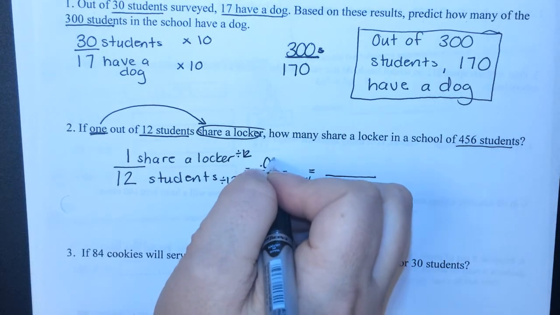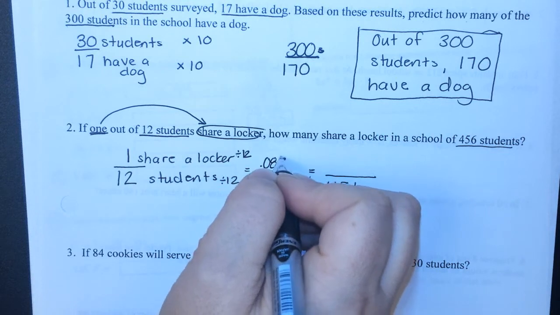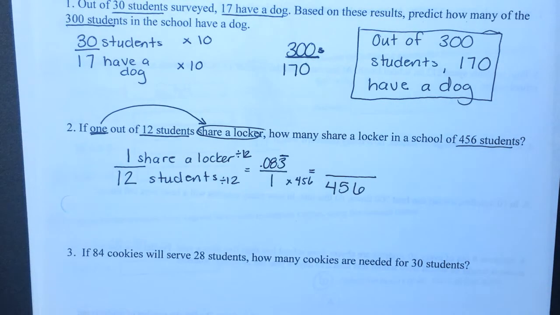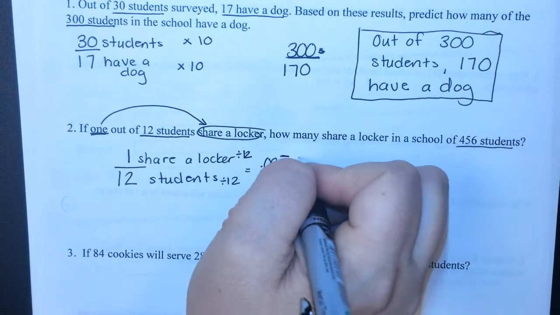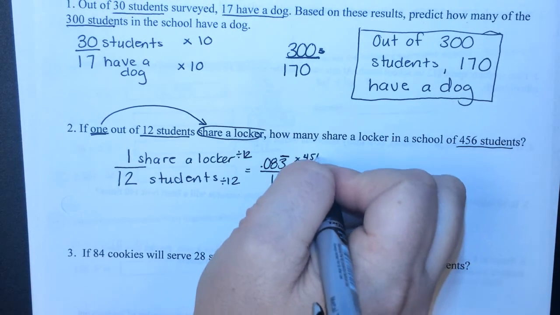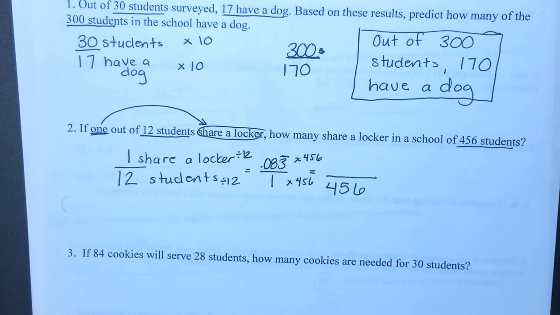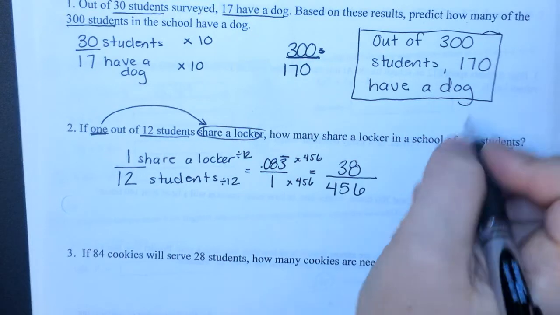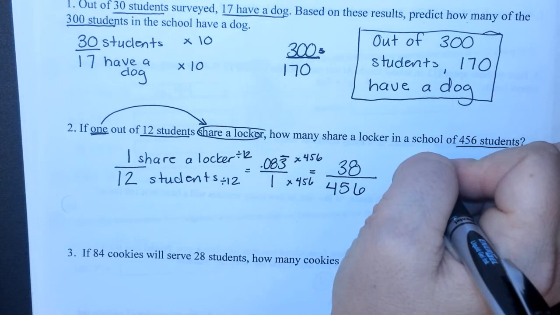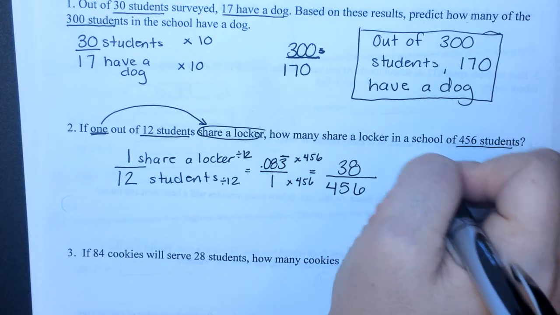0.08, and then the 3 with the repeating bar. Perfect. Okay. And now on the bottom I did times 456, so I also need to do that on the top. So when I multiply that times 456 in the calculator, what does that give me, Megan? 38. So I end up with 38 students.